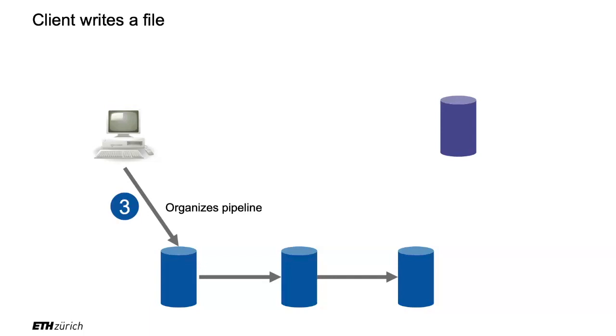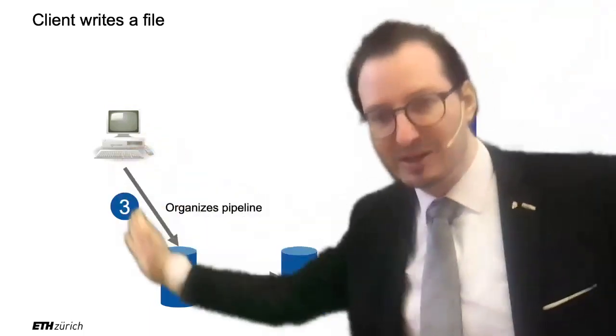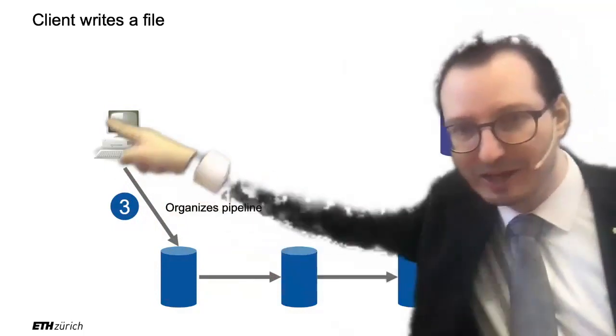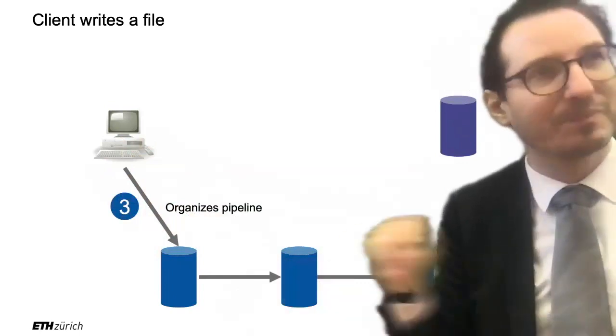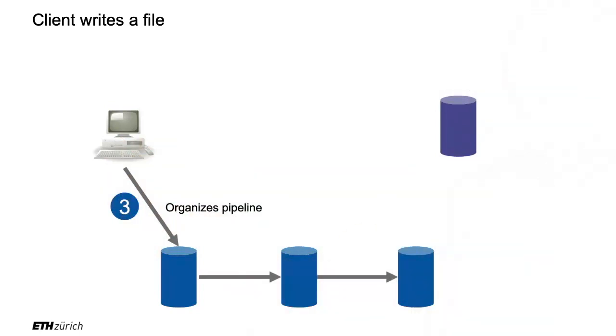So the client does not connect directly to these 3 data nodes. Instead, it only connects to the first one here, and then you establish this pipeline. There is no direct connection to the other 2, and then the block will be sent over. All right? So this is the pipeline.